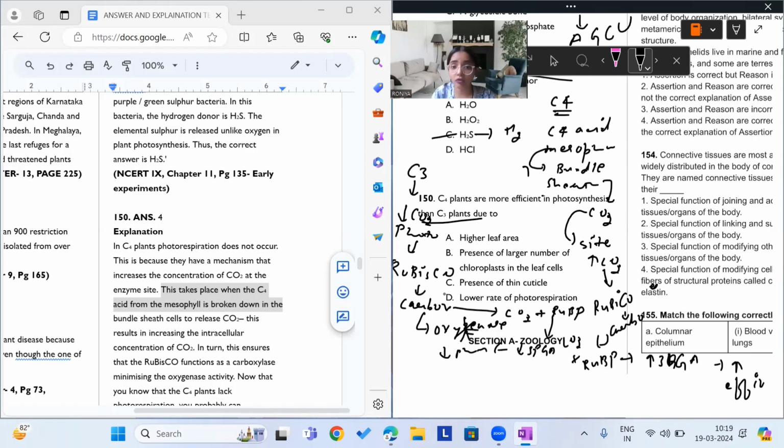Because of lack of photorespiration in C4 plants, there is more carbon dioxide at the site of photosynthesis, which ensures that Rubisco functions as carboxylase, and which ensures that there is more formation of 3-PGA, and this increases the efficiency of photosynthesis in C4 plants. I hope this was clear to you. This is question 150 with option 4 as the correct answer.